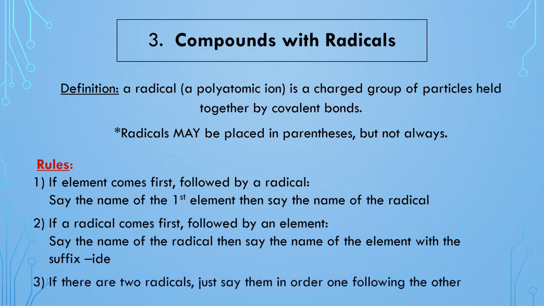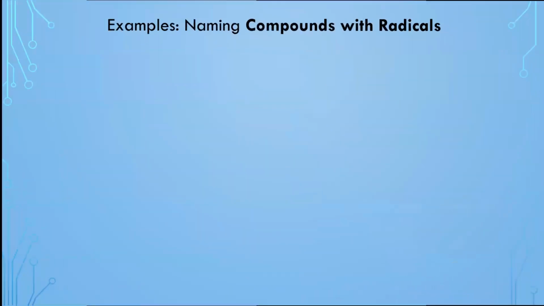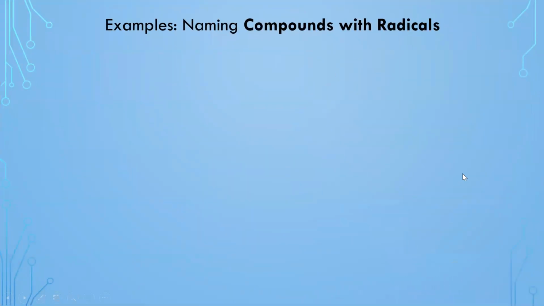And then the last option, which is pretty rare, 2 radicals together. You just say them in the order that they come in. Say the name of the first radical, say the name of the second radical. These are pretty easy with the exception of number 2, but it's sort of similar to the binary rule. So once again, you're ignoring subscripts, naming appropriately.